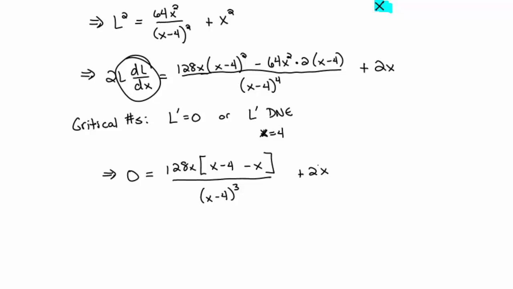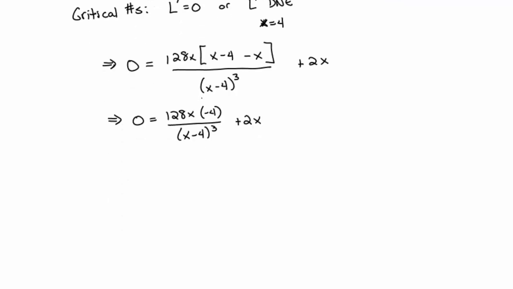You could multiply both sides by the LCD, or you could go ahead and solve this out. Actually, I'm going to do a little bit of extra cleanup here. 0 is equal to 128x times the negative 4 all over x minus 4 cubed plus 2x. That actually helps out that I've done that. I'm going to go ahead and add the first term to both sides. That's a negative 512. So positive 512x over x minus 4 cubed is equal to 2x.